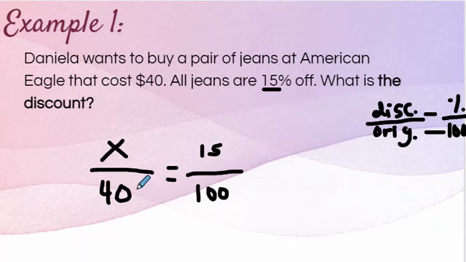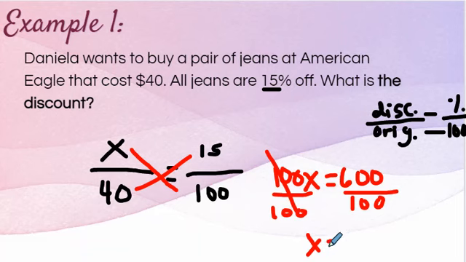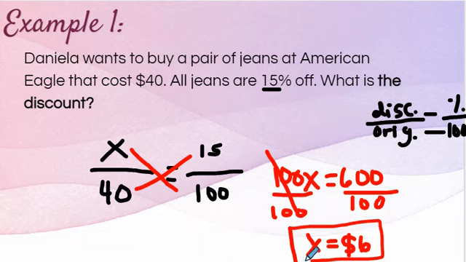Once you've cross multiplied, we should get 600 and 100x. Then we would divide both sides by 100, and x would be $6. And that's the discount. That's my answer. X is $6. That's the discount. That's how much money we are saving. So I do not need to go any further. If you need some more time, you can certainly pause the video here and finish writing down or ask me a question.